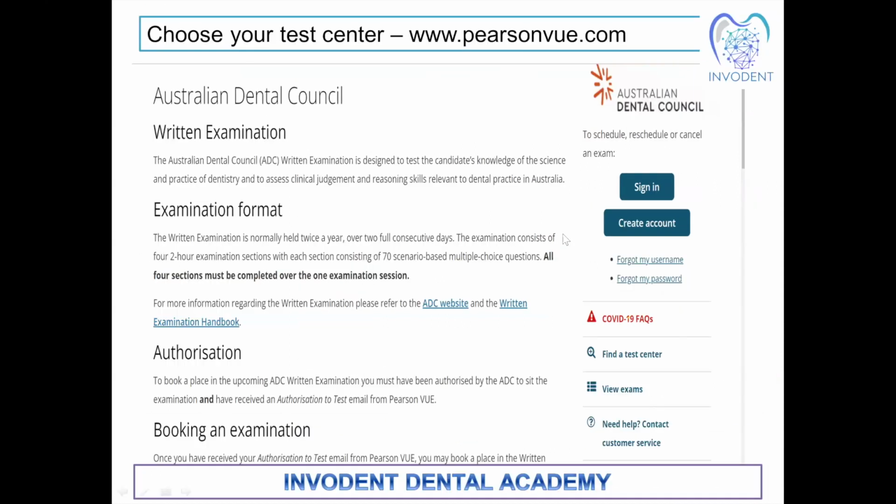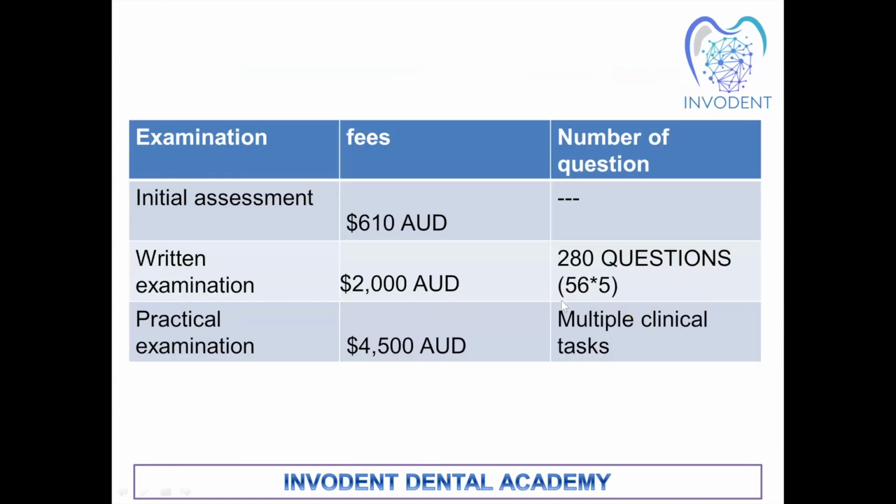And once you pass with 280 questions, that is 56 clinical scenarios. Each clinical scenario will hold 5 MCQs. So 56 clinical scenarios, and in each scenario they will ask you 5 questions. So 280 questions you have to clear. So the written exam will be like this.